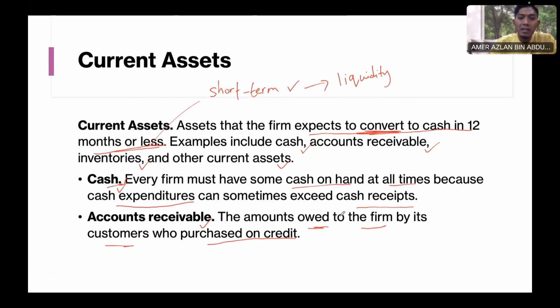Jumlah hutang yang syarikat belum terima oleh customer mereka yang membeli barang secara hutang. That is account receivable. So account receivable also is considered as part of current assets. It's not cash because it's a money owned by other people, which is soon they expect to receive. Okay.